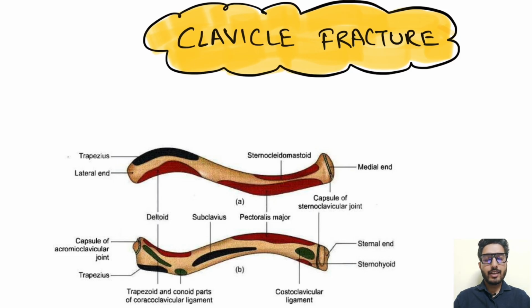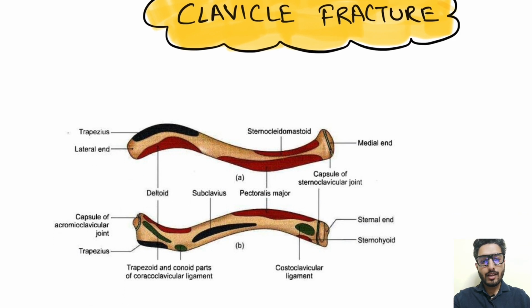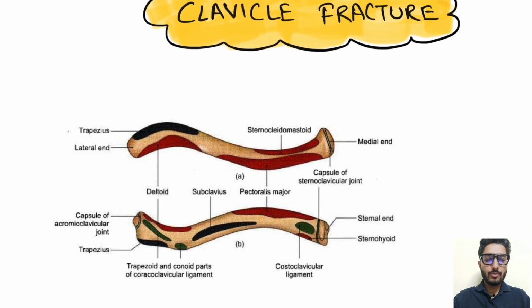Today we are going to discuss clavicle fracture. We had already discussed the normal shoulder anatomy and the normal shoulder X-ray in our previous video. So, starting with the pathology of the shoulder, we are going to discuss clavicle fracture. First of all, we should know the normal anatomy and how the bone looks.